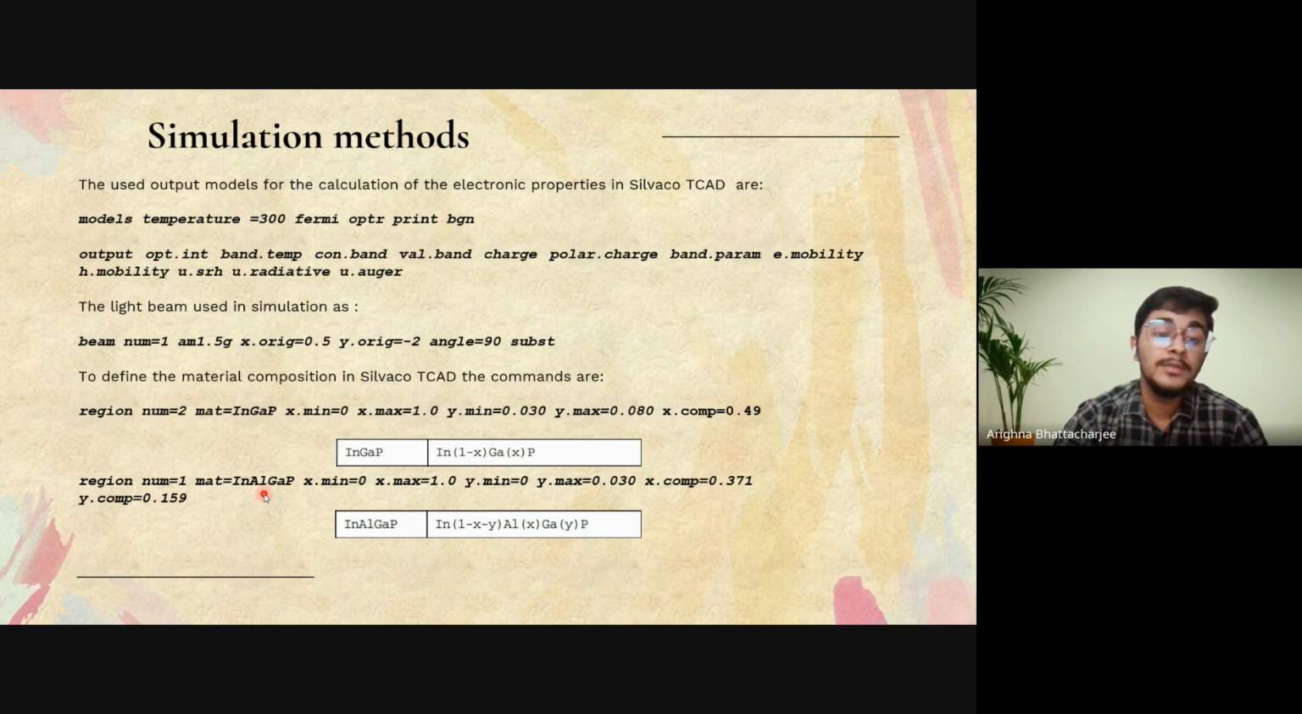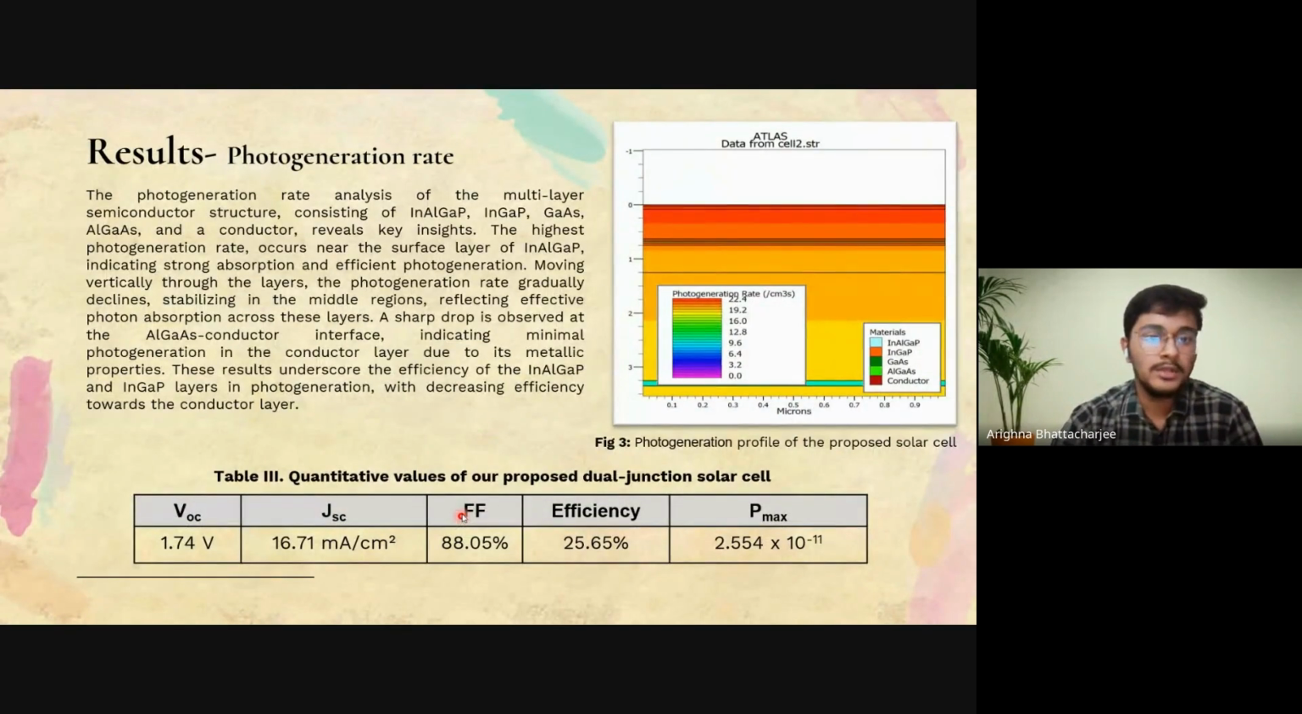Next, in the indium aluminum gallium phosphide, similarly, we have the XComp and the YComp: XComp for the aluminum percent, YComp for the gallium percent. Similarly, we can get the indium percent of the composition as well. Coming on to the results.